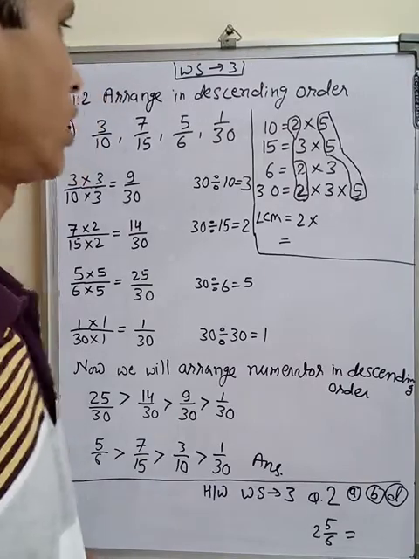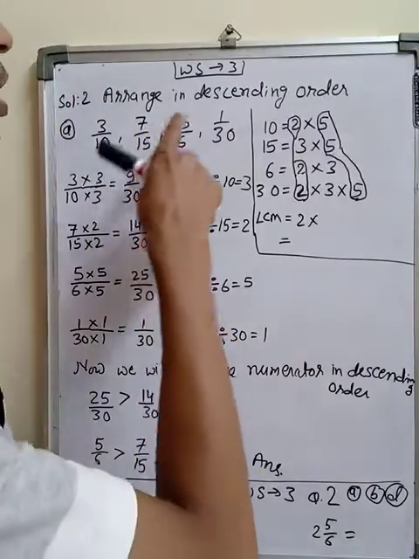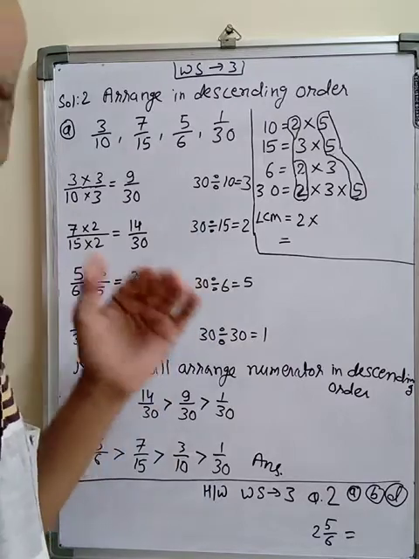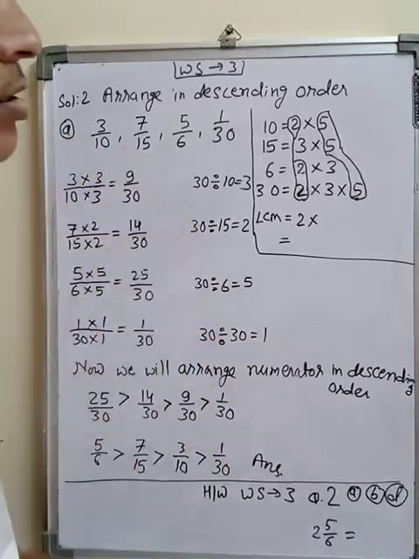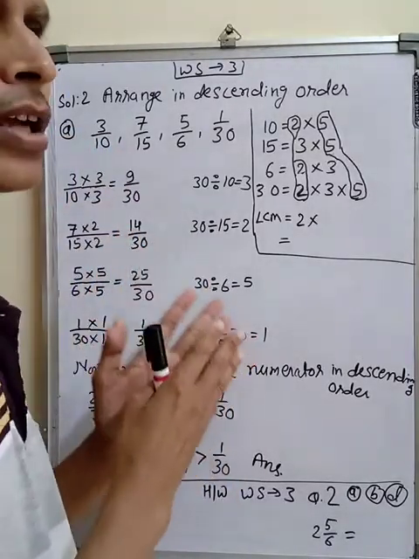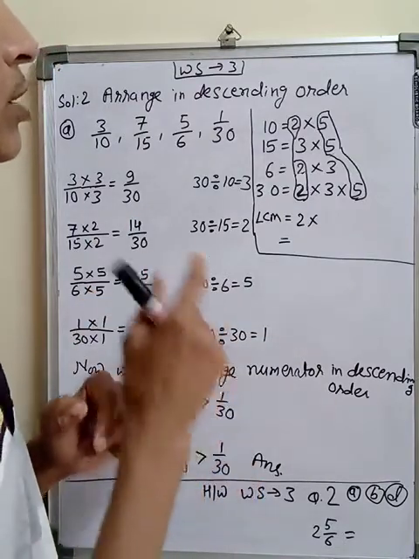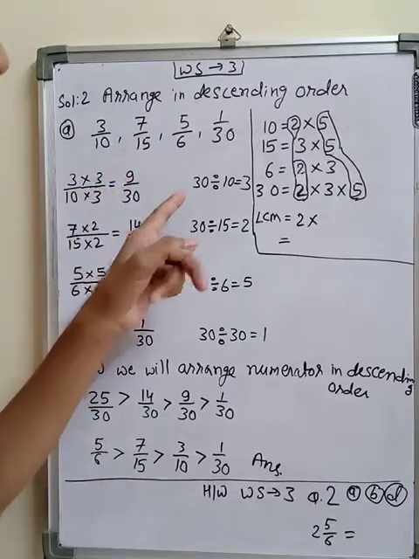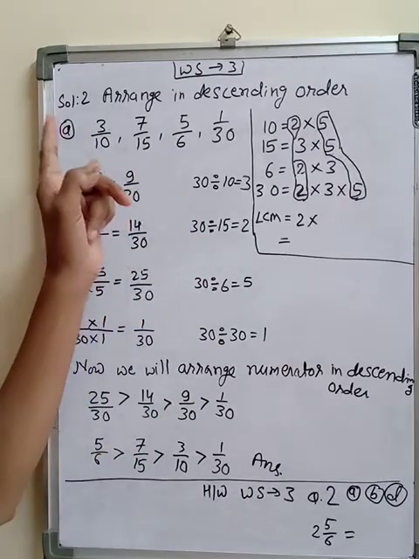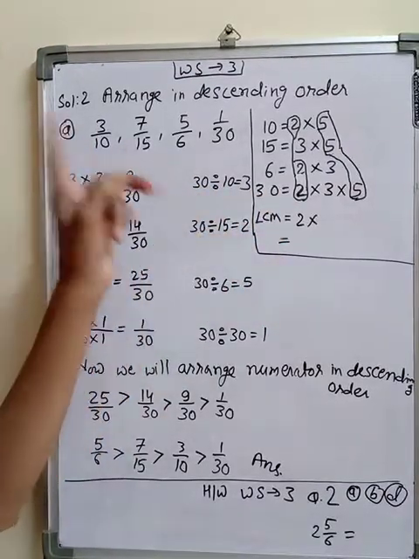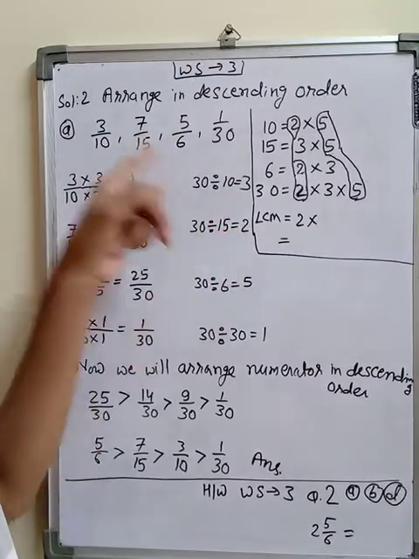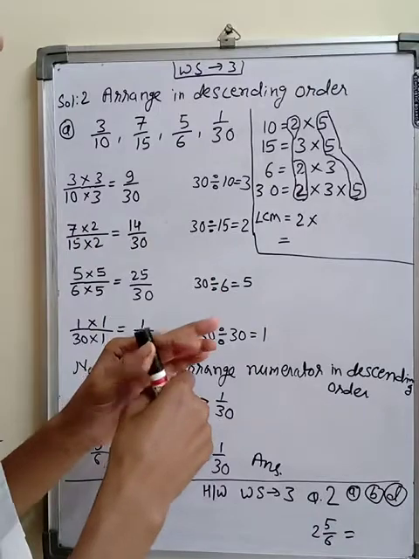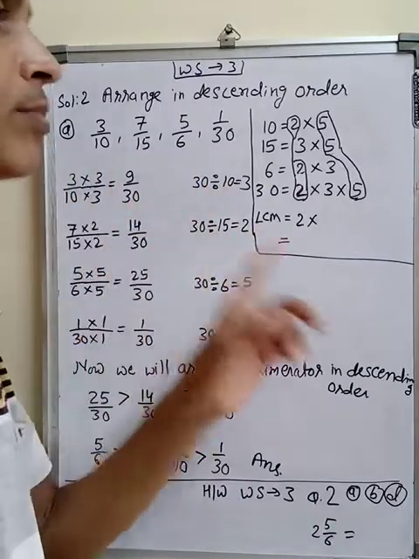Good afternoon, students. Today we will learn descending order. In the previous video we learned ascending order of the fractions. This is also the same as ascending order. First of all, we will find the LCM of the denominators, and then the LCM will be divided by each denominator, and the answer will be multiplied with the numerator and denominator. So our first step is to find the LCM of the denominators.